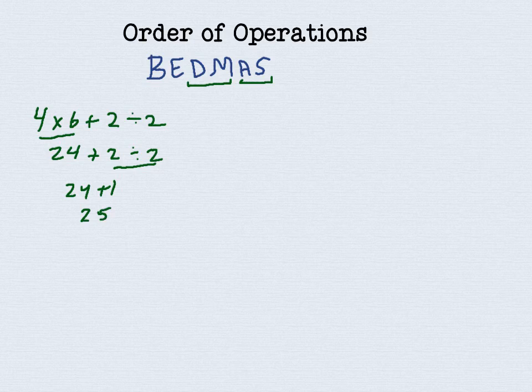Take that same question and change the way it looks. 4 times bracket, 6 plus 2, close bracket, divided by 2. You now have a bracket or a parentheses, and that comes first. So 6 plus 2 becomes 8. Then you're left with 4 times 8 divided by 2. Again, division and multiplication have the same level of priority. Multiplication comes first, do it first. 4 times 8 is 32. Divided by 2 is 16.